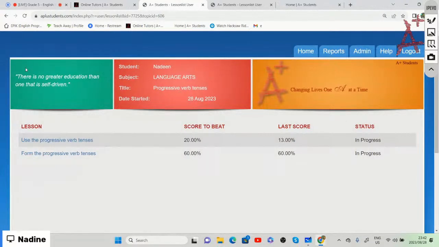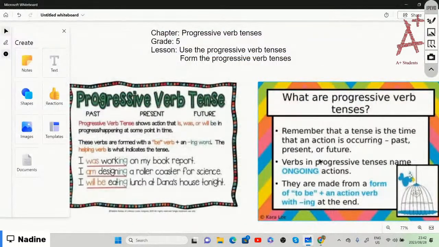So that is basically the progressive verb tenses, right? We spoke about progressive verb tenses in this chapter. We went over the lessons on how to use the progressive verb tense as well as how to form the progressive verb tenses. And we said that progressive verb tenses show the time that the action is occurring, whether it is in the past, in the present, or in the future, right?